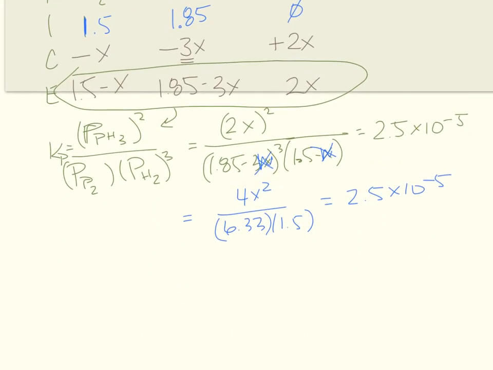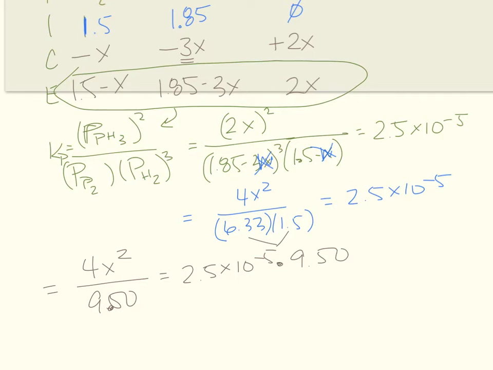All right, and then I'm going to go ahead and multiply these two together. And so that would be 4x squared divided by 9.5 is equal to 2.5 times 10 to the negative fifth. So now I'm going to multiply both sides by 9.5 to get rid of it over here.